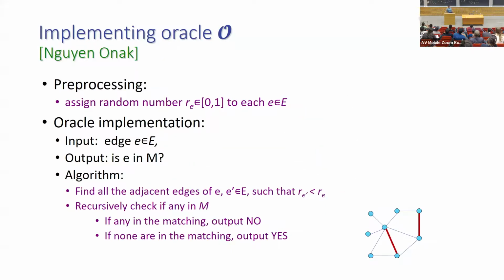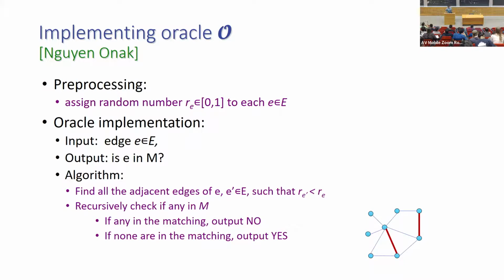Let me describe what the algorithm is, and then I'll do a run, okay? So I'm asked whether E is in the maximal matching. Let me go through all the neighbors of E that have smaller rank and figure out recursively if they were put in the matching or not, okay?